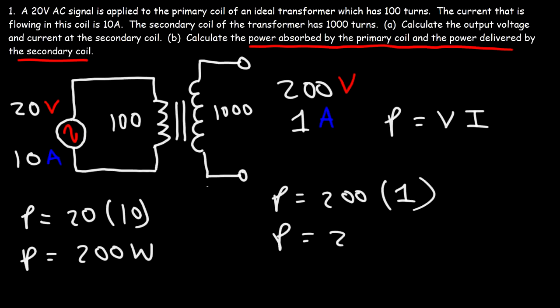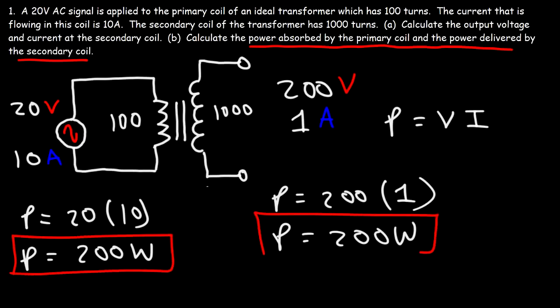So notice that the power is the same. This is due to the law of conservation of energy. Every second, 200 joules of energy is being absorbed by the primary coil, and 200 joules of energy is being delivered by the secondary coil every second. So the rate at which energy is absorbed by one side of the transformer is equal to the rate at which energy is delivered by the other side. And so that's it for this problem.